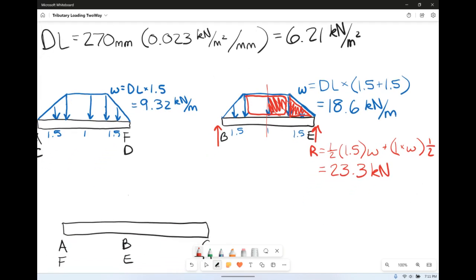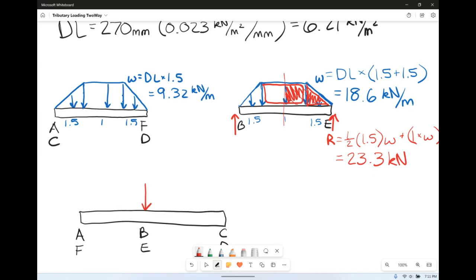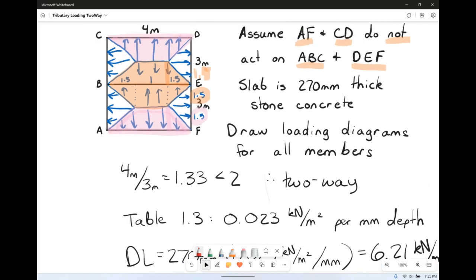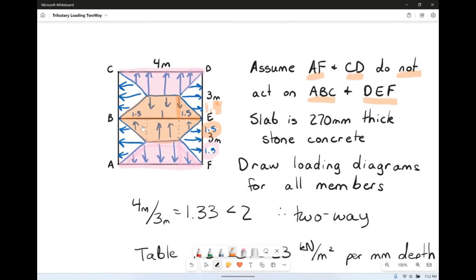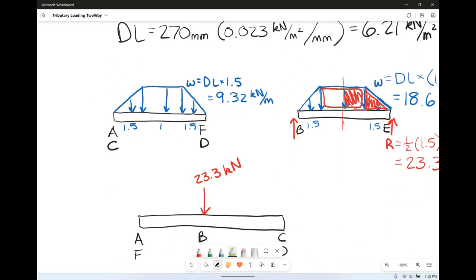So he's literally acting at B and at E on either side. If this is A, B, C, or D, E, F, it's acting at that same spot. So this is 23.3 kilonewtons. Next, we need to see what our loading diagram actually looks like. Well, remember that we do have these triangles acting on our member. So that's our shape. Our shape is going to be those triangles.